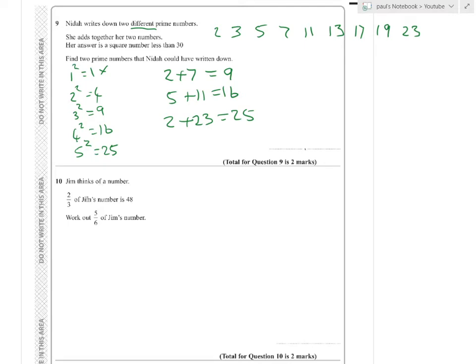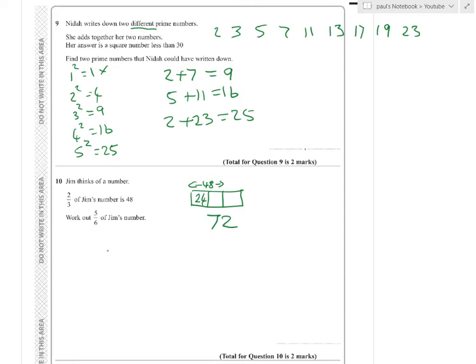Right. Jim thinks of a number. 2/3 of Jim's number is 48. Work out 5/6 of Jim's number. So 2/3 is 48. If we divide by 2, which gives us 24, and then multiply by 3, so 24 times 3 is 72. So Jim's number is 72.